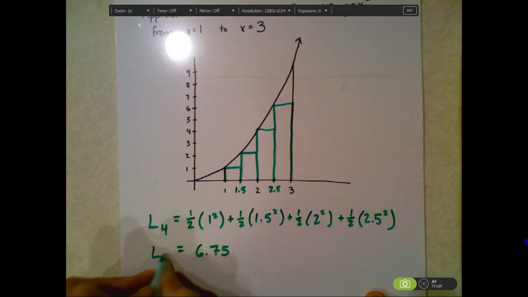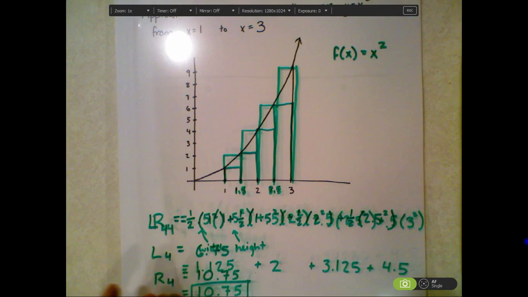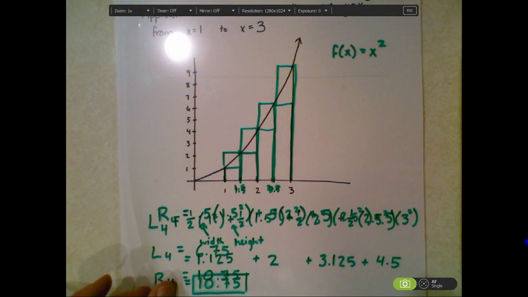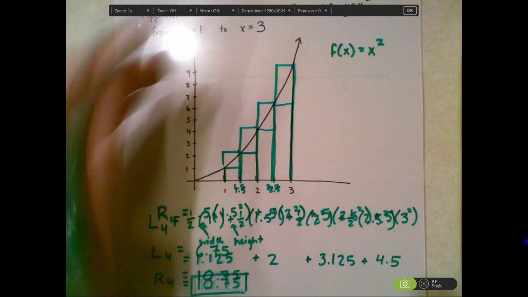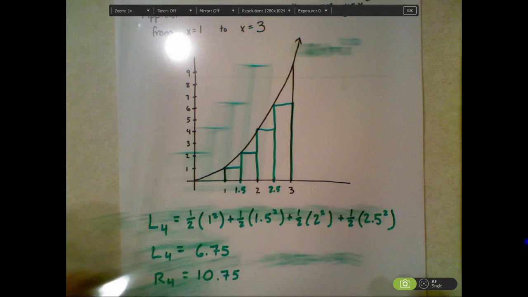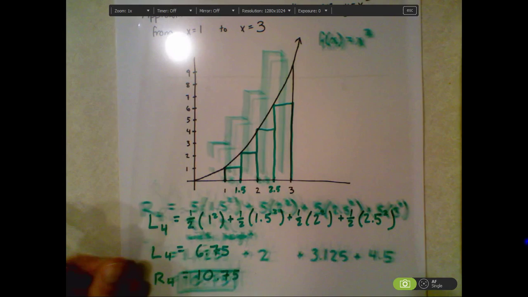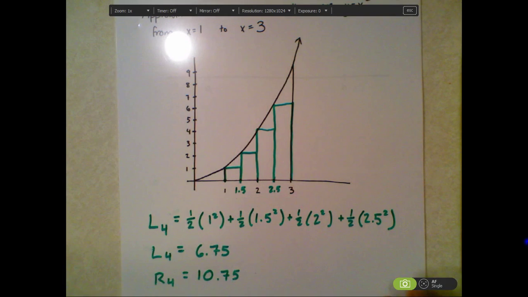So that's my L4. Now recall that we saw that our R4, our right sum, is equal to 10.75. I can even overlay the two graphs. This looks messy, but you see that the right ones are way too big, the left ones are way too small, and so, just like Goldilocks and the Three Bears, we have one other way to measure this, and this is using the midpoint.